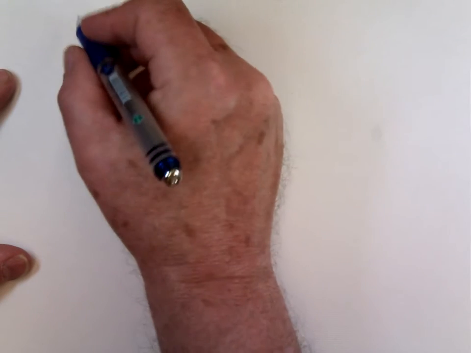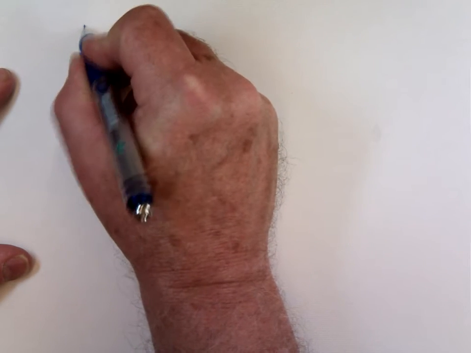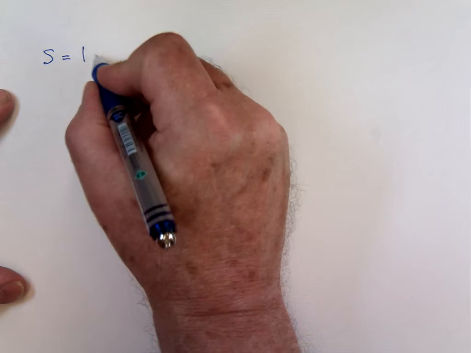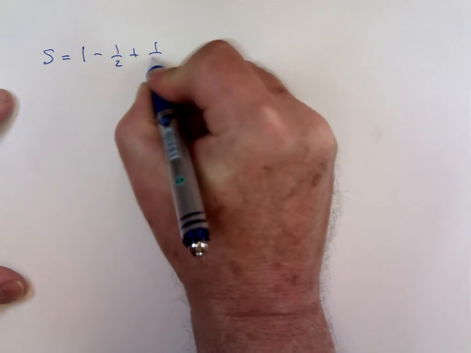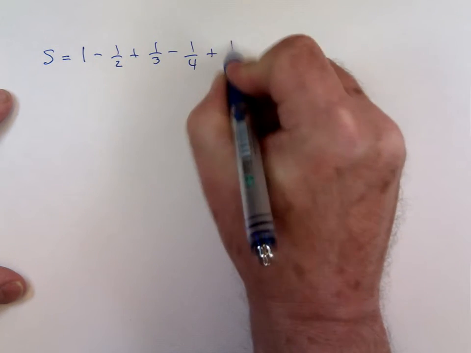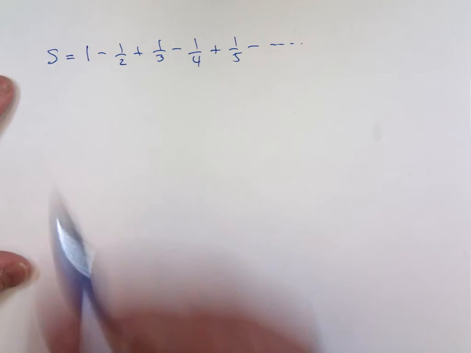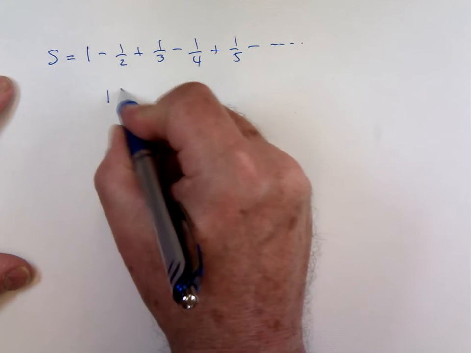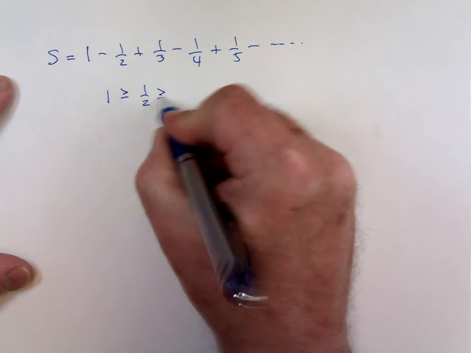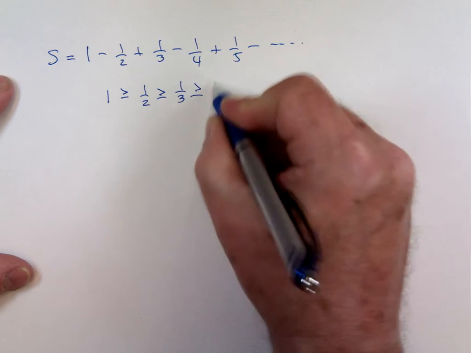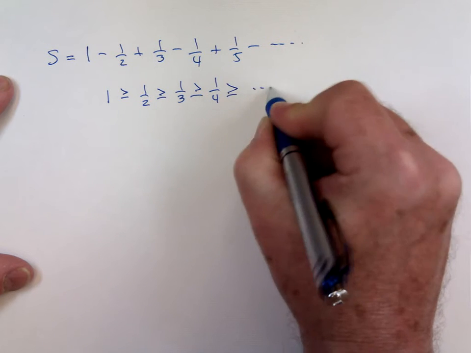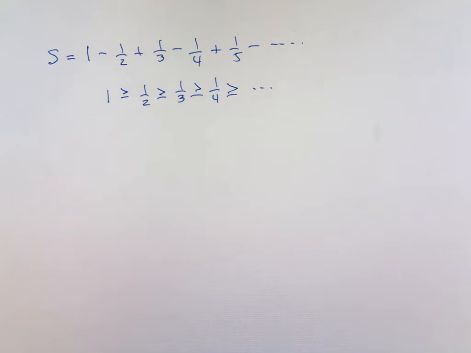So, let's take a look at the alternating harmonic. Here's the alternating harmonic. Our series, call it S: 1 minus a half plus a third minus 1/4 plus a fifth. So, let's look at the terms. Is it the case that 1 is greater than or equal to 1/2, which is greater than or equal to 1/3, which is greater than or equal to 1/4, etc.? Is that true for all the terms? Yes, it is.